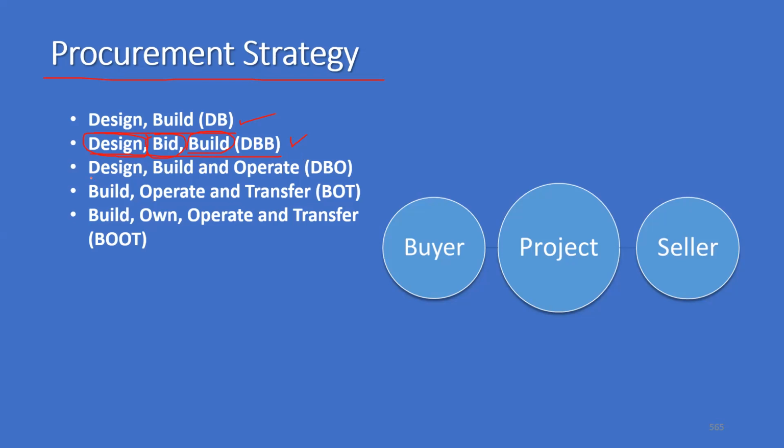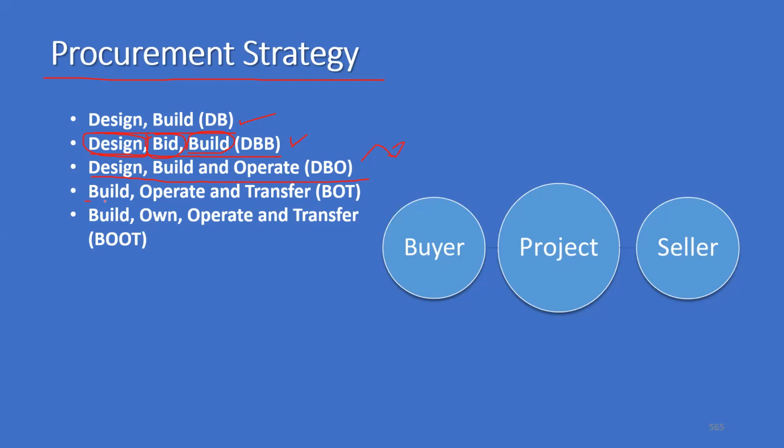Then another strategy is design, build, and operate. That is DBO. First, a contractor can design, build it, and operate it for some time. And then the ownership will come to me. Basically, highways and bridges with toll and all those things come under design, build, and operate. They operate for some time. And then during that operation time, if there are any errors, they will fix it at their cost, and then they transfer it to me.